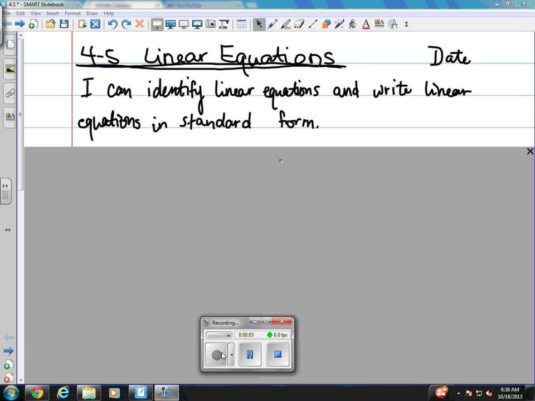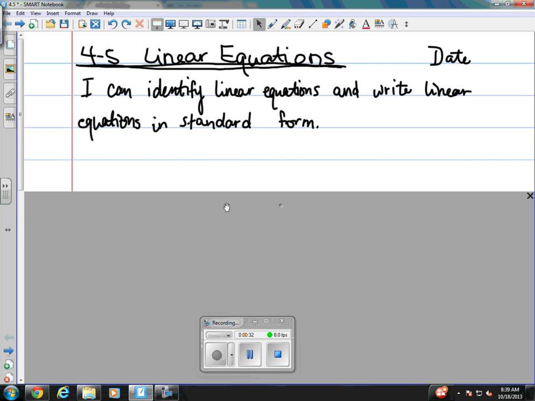It's 4.5 linear equations, and put today's date. Today's I can statement is I can identify linear equations and write linear equations in standard form. So if you think back to 4.4, the lesson we just finished, we were able to make a table, and when we graphed the ordered pairs, our ordered pairs plotted on a coordinate plane made almost like a line. So today we're going to talk about those type of equations.